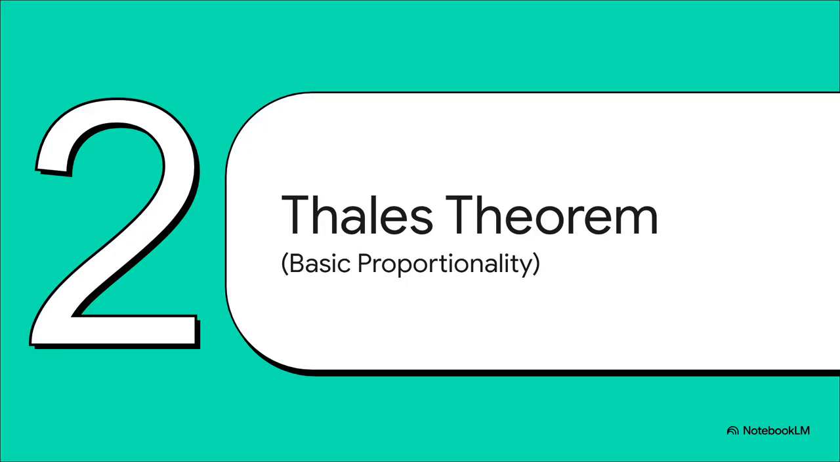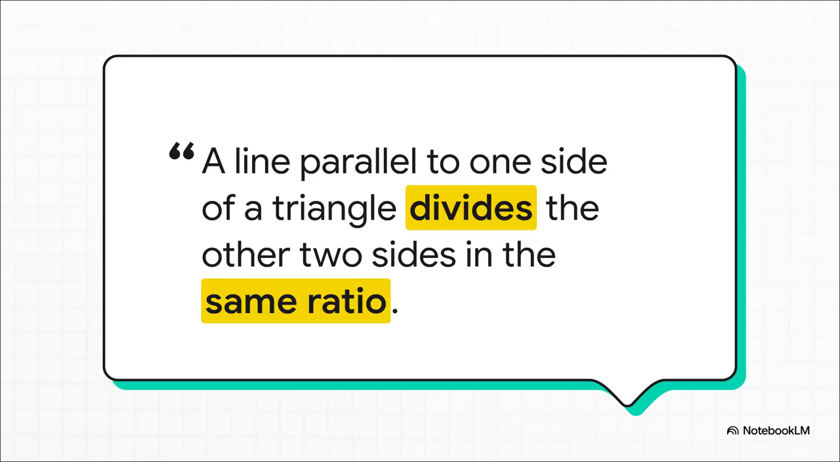Okay, get your highlighters out because this next one is the superstar of the chapter. This is a pakka 100% guaranteed exam topic. It's the basic proportionality theorem, also known as the mighty Thales theorem. Now take a second and read this statement on the screen very carefully. You should try to memorize this. All it's really saying is that if you draw a line inside a triangle and that line is parallel to one of the sides, it magically cuts the other two sides in the exact same ratio.